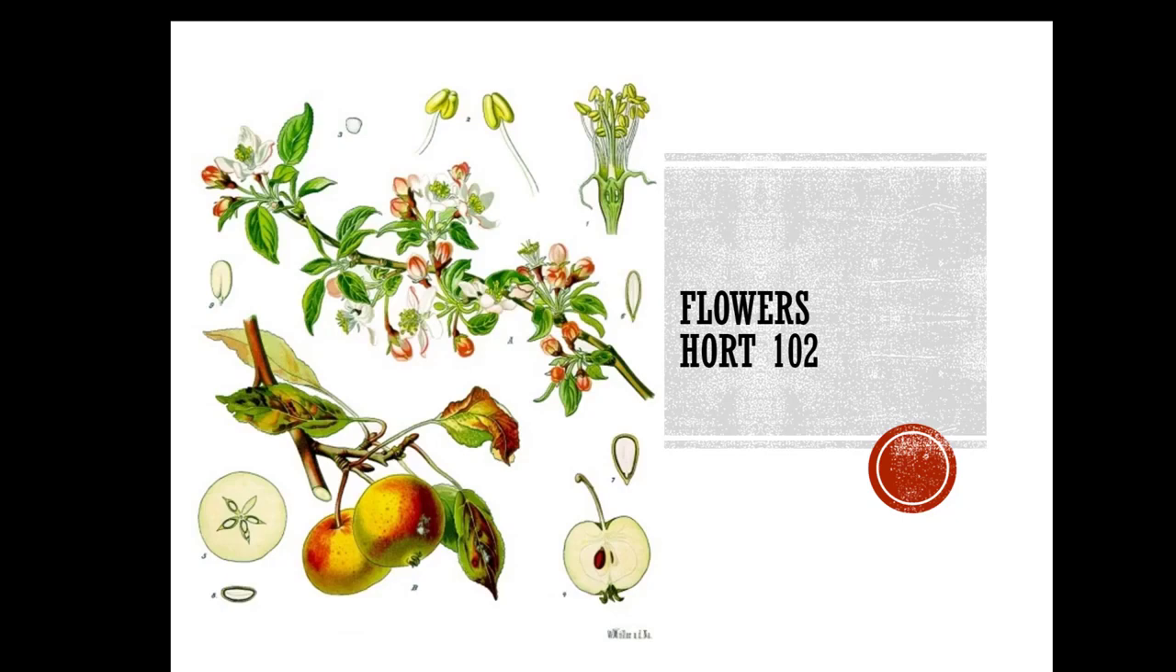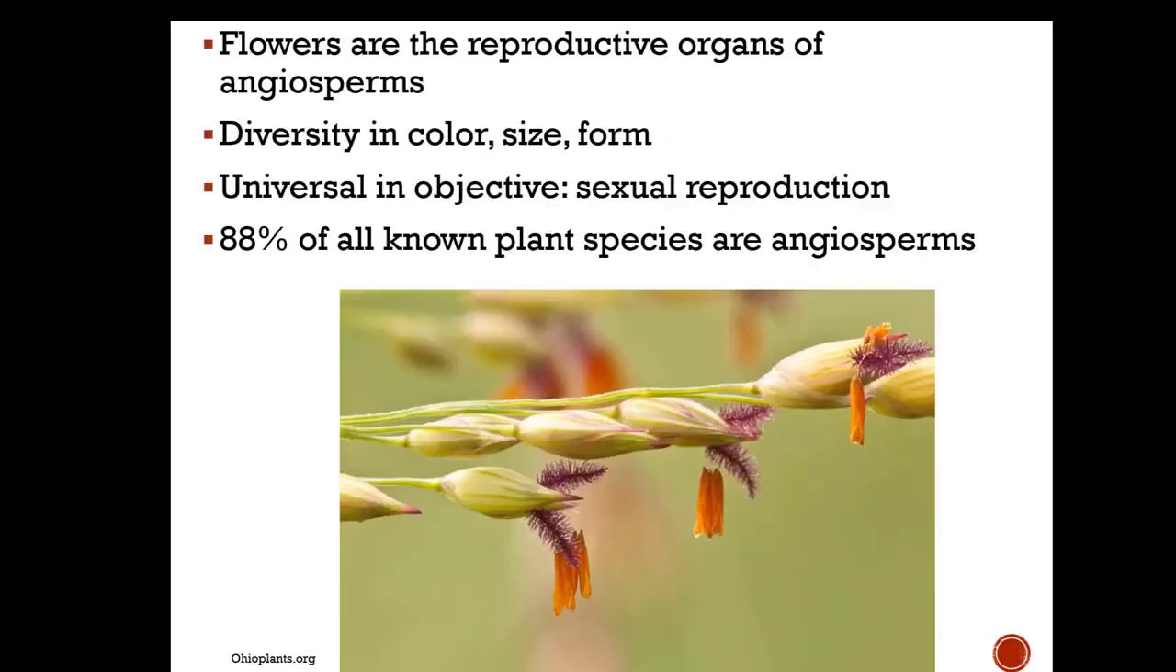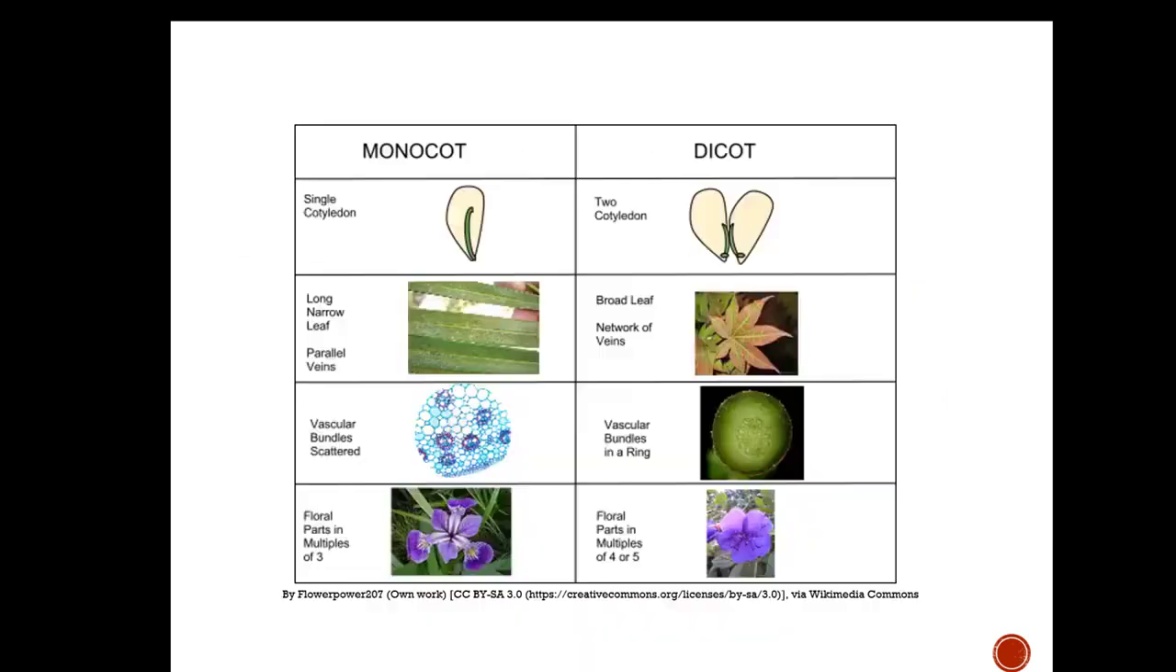Okay, this week we're talking about flowers. So flowers are the reproductive organs of angiosperms. Angiosperms are flowering plants, very diverse in color, size, and form. They have one objective, and that's sexual reproduction. And of all the plants that we know that have been identified on Earth, 88% of them are angiosperms.